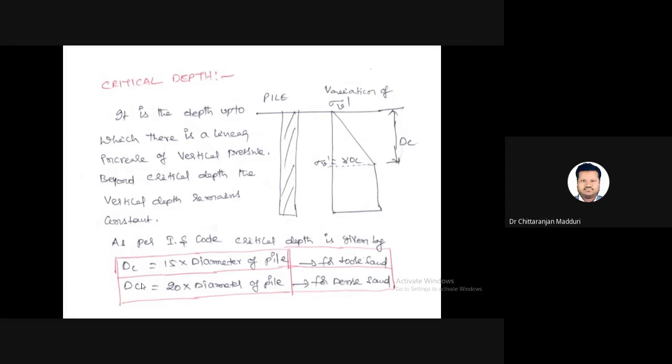Critical depth will be given in the problem. Otherwise, we need to use the IS code formulas. As per the IS code, critical depth is given by Dc equal to 15 into the diameter of the pile for loose sand, and Dc equal to 20 into the diameter of the pile for dense sand. If it is mentioned in the problem that it is loose sand, take critical depth equal to 15 into diameter of the pile. If it is mentioned that it is dense sand, take critical depth as 20 into diameter of the pile.